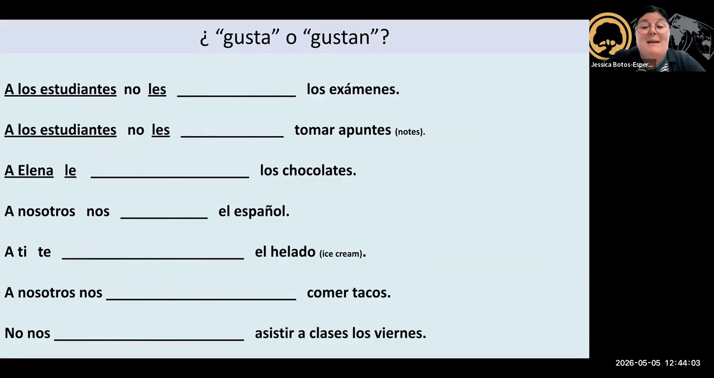Be sure to take the time to understand the meaning of each sentence and think to yourself, how would I interpret this sentence into English? That's always a good practice. All right, go ahead and pause the video to work through these and then continue once you're ready to check your answers.